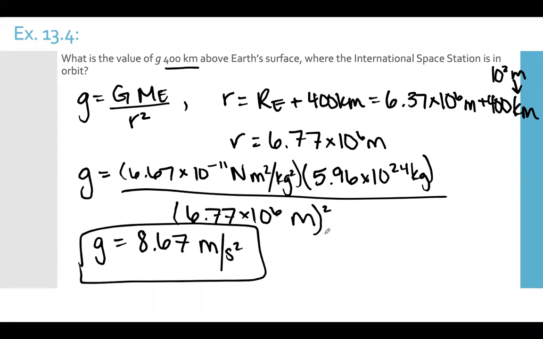Now compare that to g on the surface of the Earth, which is about 9.81 meters per second squared. So as we get further away, that acceleration due to gravity will become less and less, which makes sense because that force will become less.